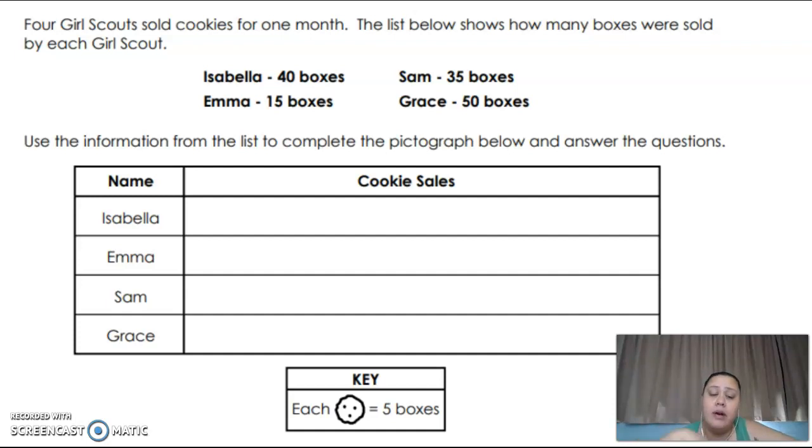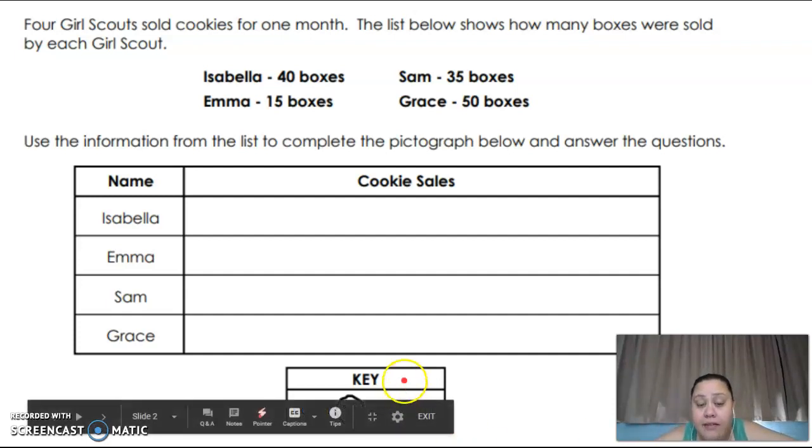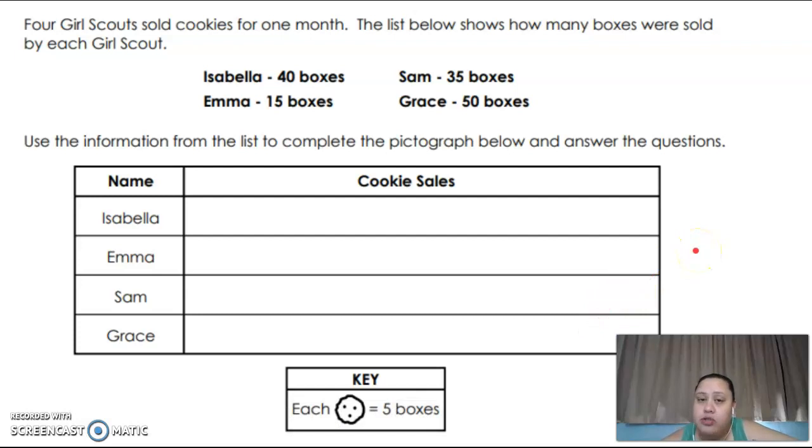Now the important part about having a key, and that bar will go away soon, is you don't want to have to draw 40 boxes when you're making a chart. That'll take too long, you'll get frustrated, and your patience will run low. So the good thing about a key is you can say, well, instead of having to draw each box, I'm going to draw an object and it'll equal, let's say 5 or 2 or 10.